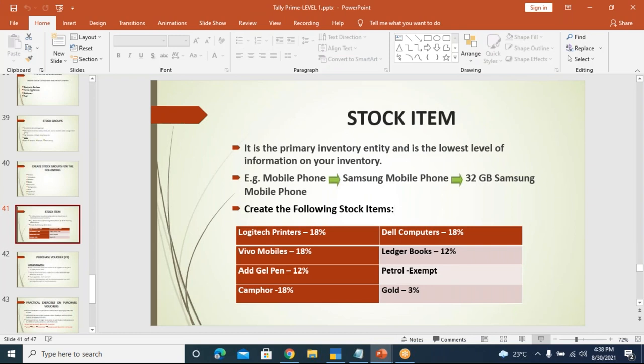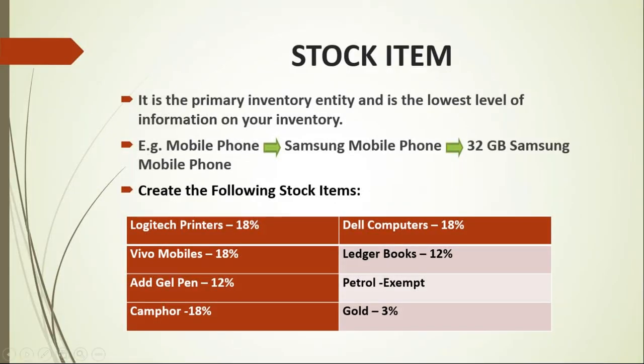Now in the previous session, we had done the stock item creations until perhaps Dell computers. So we had done Logitech printers, Vivo mobiles, Agile pens, Camphor, and Dell computers. So we'll continue and finish the stock item creation for the ledger books, petrol, and wood. I hope all of you are ready, and let's begin. So first we have ledger books. The GST rate applicable for ledger books is 12%.